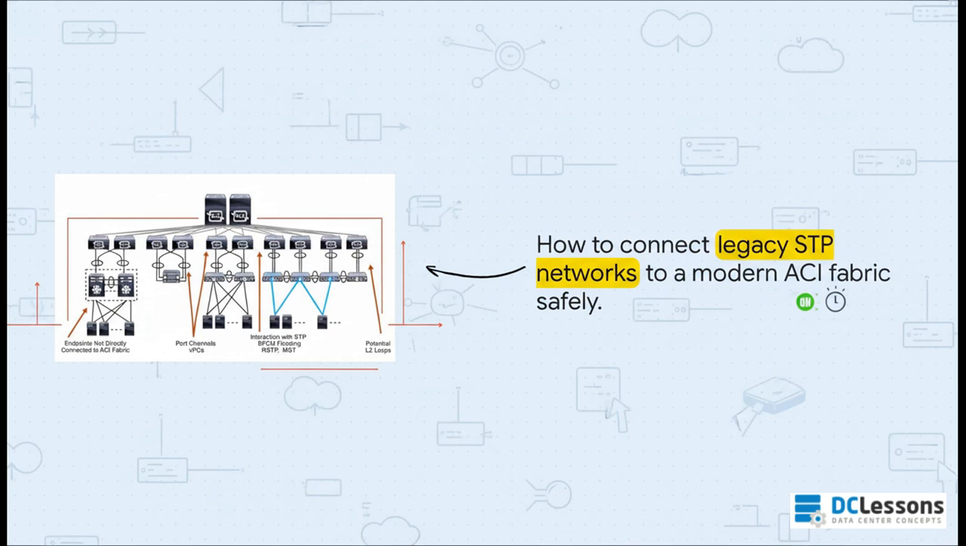We've got endpoints that aren't plugged right into the fabric. We need our port channels. We have that crucial and sometimes tricky interaction with spanning tree. And of course, the constant threat of creating a Layer 2 loop if we get just one little thing wrong.